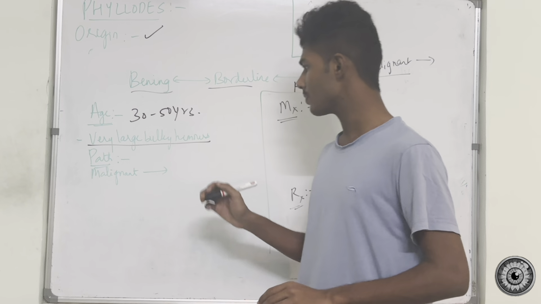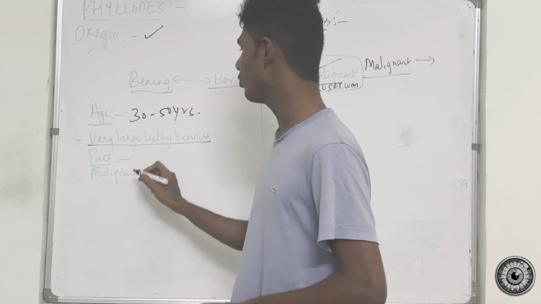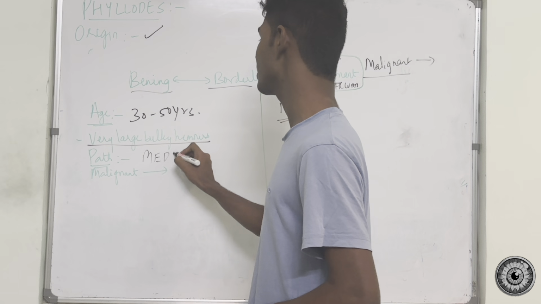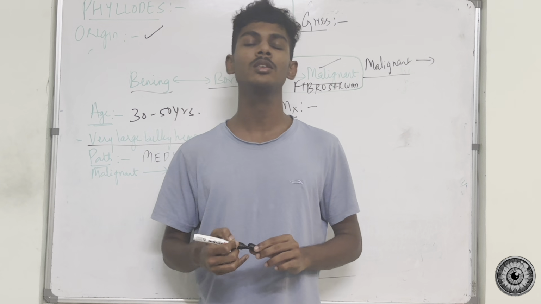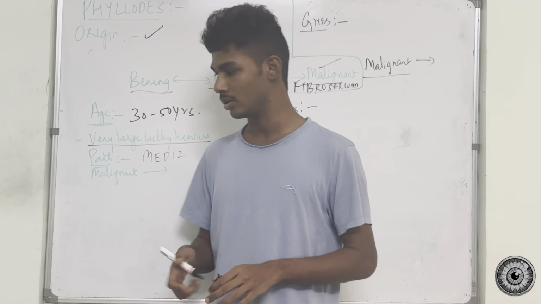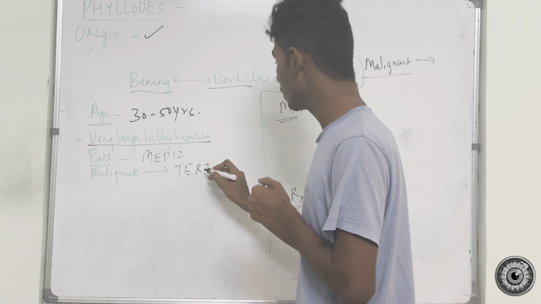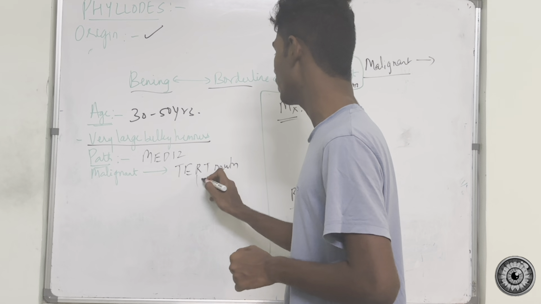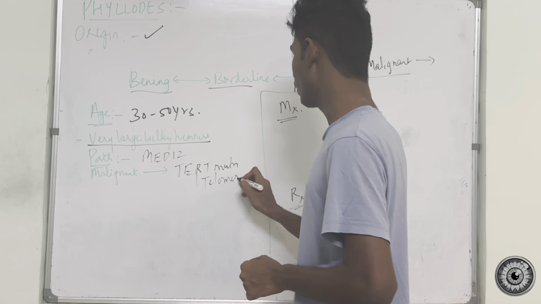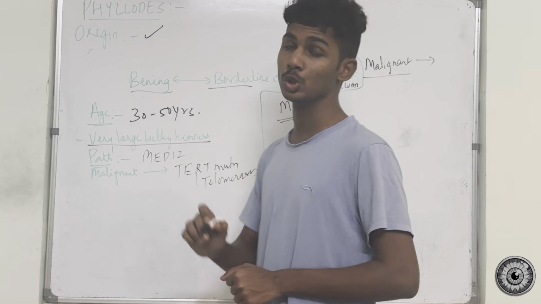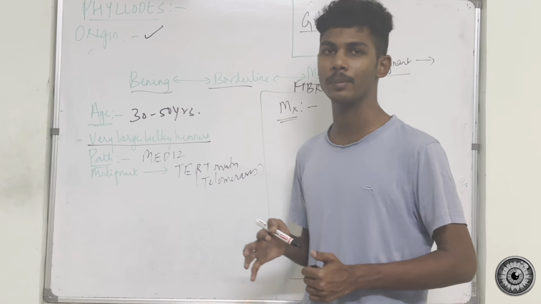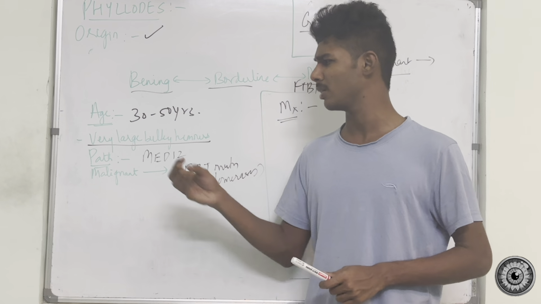Okay, coming to the pathogenesis, what type of mutation? MED12 mutation, the same thing, but in malignant there is a TERT mutation. TERT mutation means what am I meaning? Telomerase. Telomerases are present in cancers. You know, neoplasia, the same concept I am applying. I don't want to waste my time, so I am finishing it early.